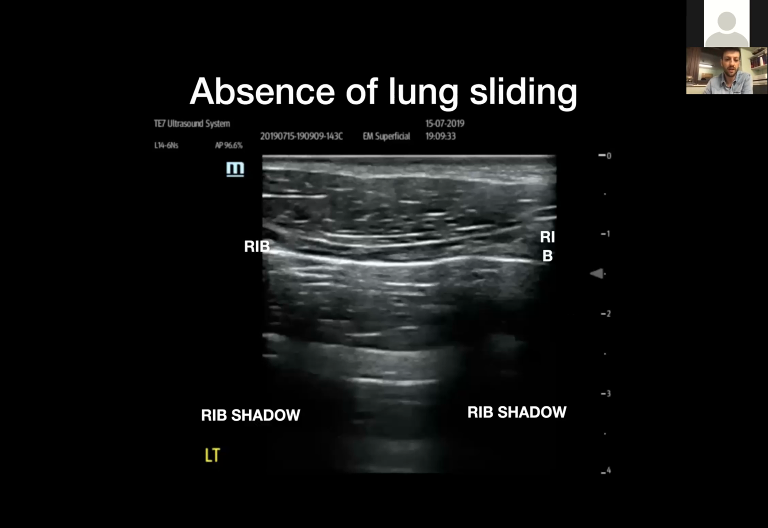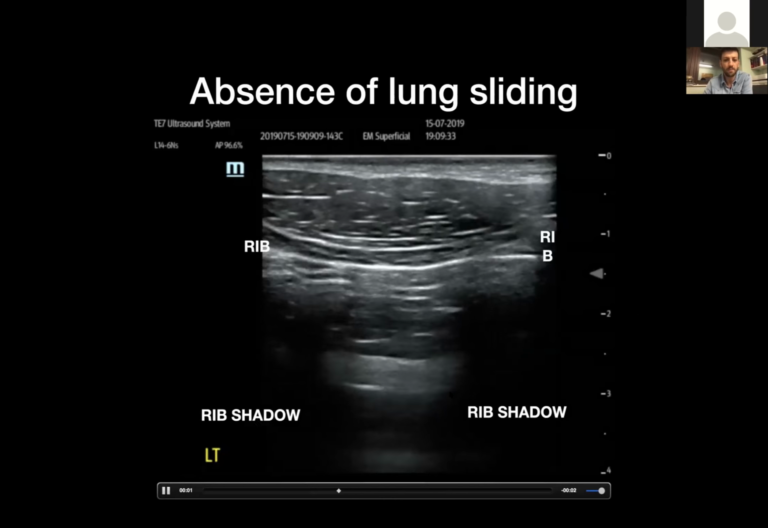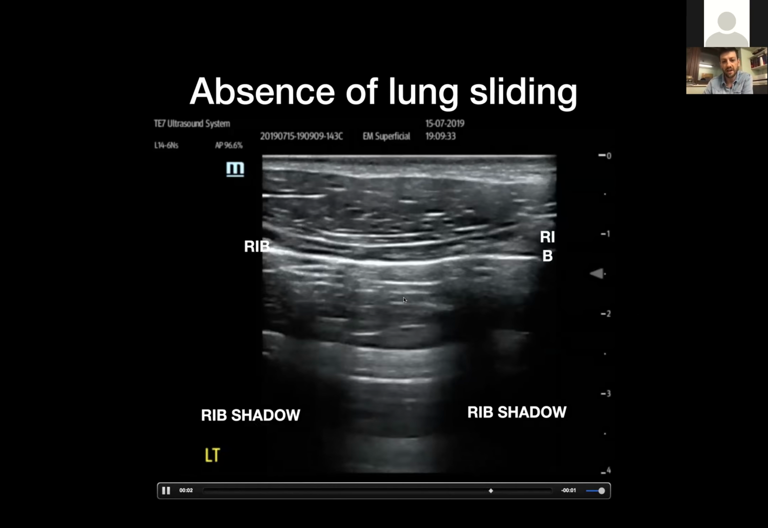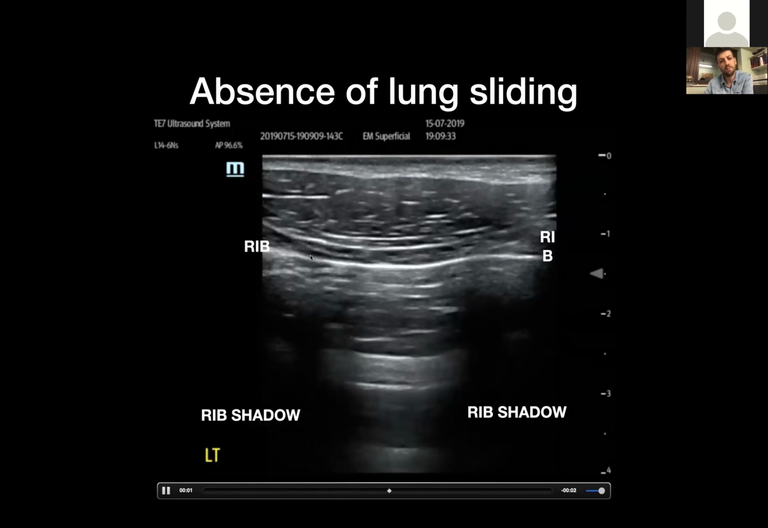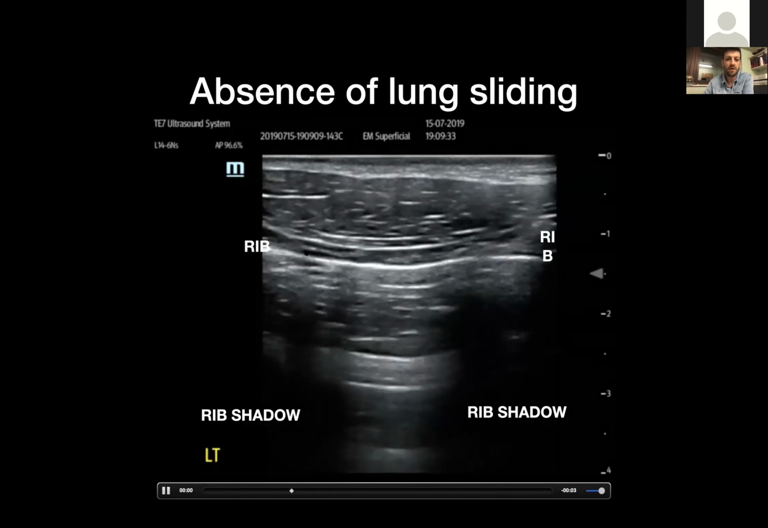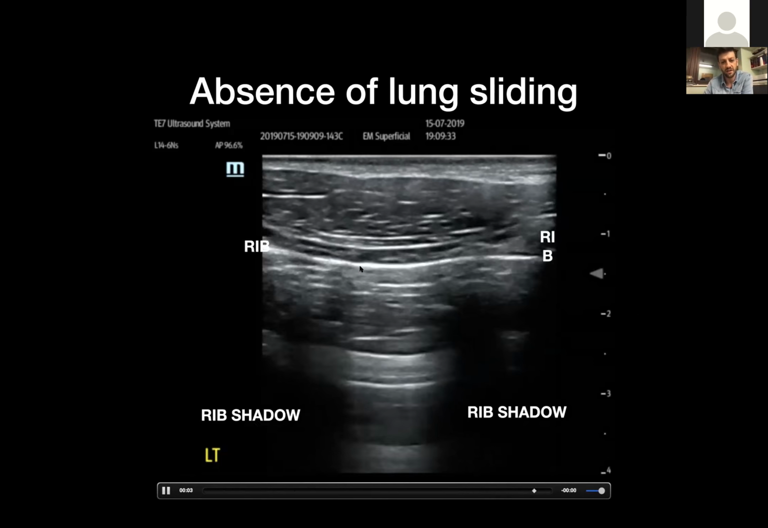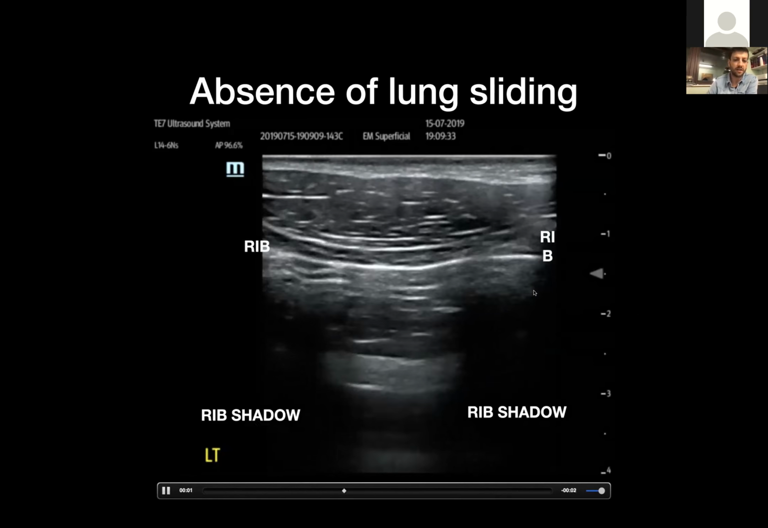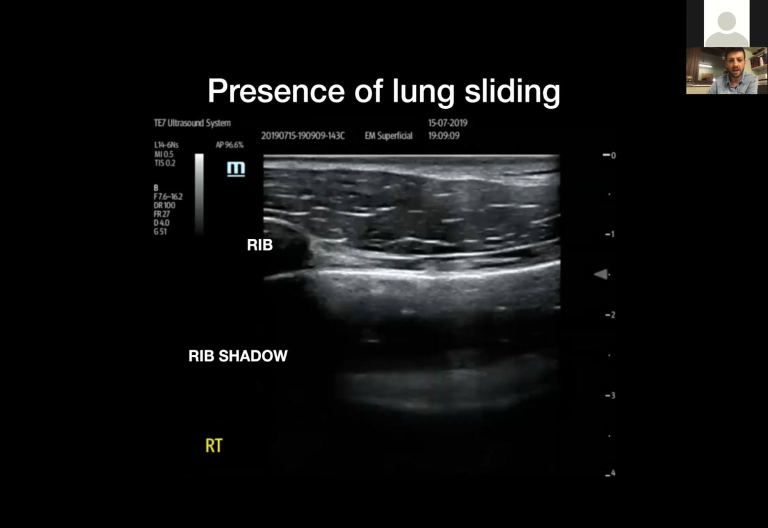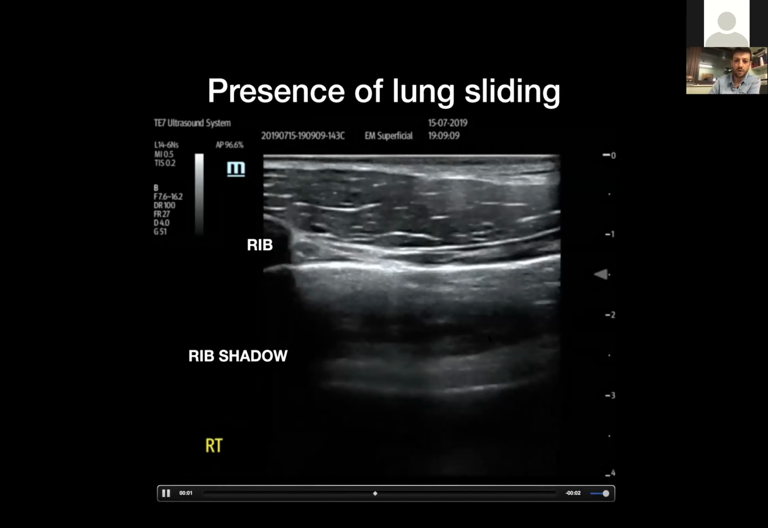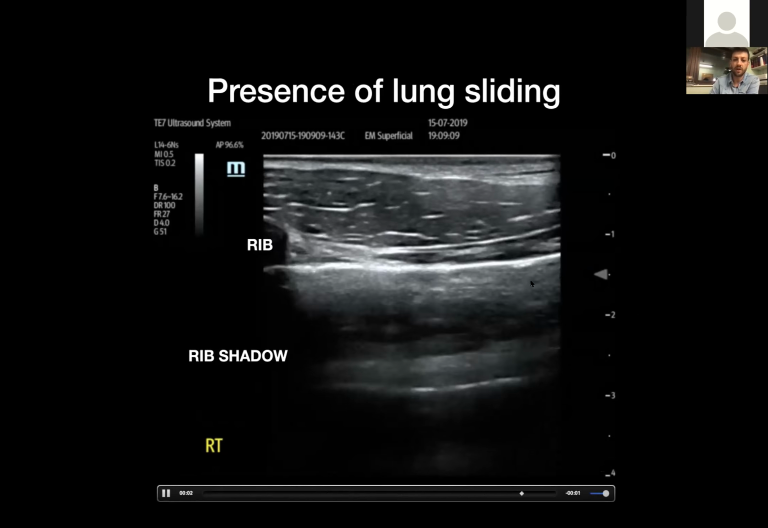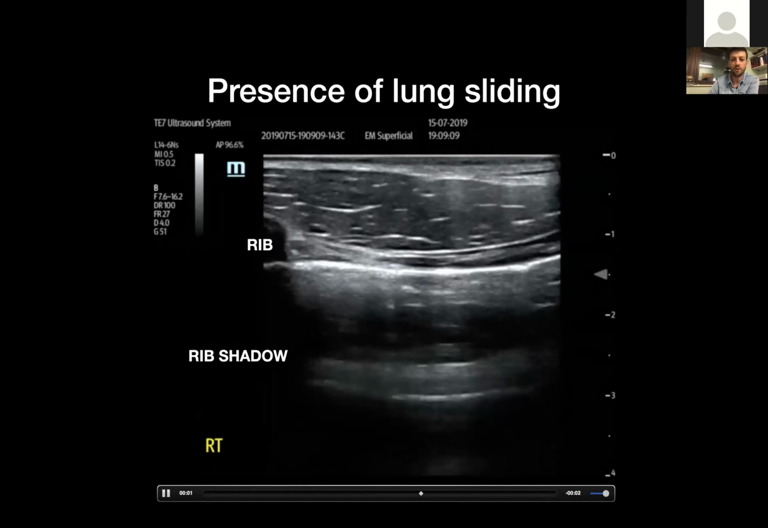So in this video, we're seeing an absence of lung sliding. There's some movement of my hand, but this pleural line is smooth and not moving from side to side. So there's no shimmering of that line. There's no ants marching along. That is a pneumothorax. Comparing that to the other side, in the same patient, you can actually see there's some comet tails, and those comet tails are moving along. So that shimmering appearance of a moving pleura.